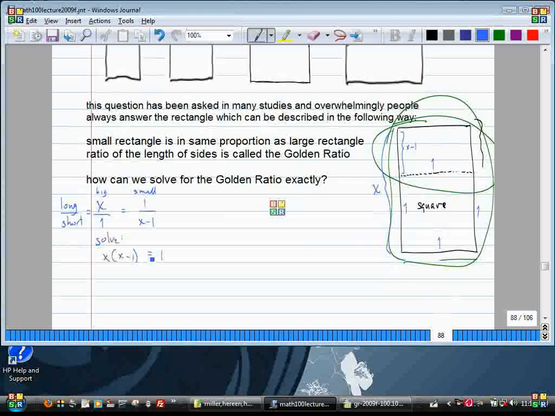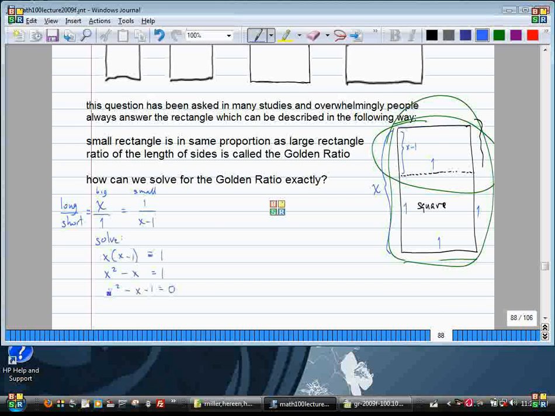Now on the left side I can multiply this out. This gives me x squared minus x equals 1. What kind of equation is this? I'm sure you've all seen it before. This is a quadratic equation. How do we solve a quadratic equation? We get one side to be 0. So you get x squared minus x minus 1 equals 0. Now this doesn't factor nicely, so we can use the quadratic formula.